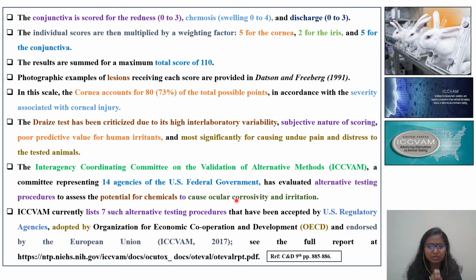Okay, what is the role, what is the purpose, how many agencies? They are saying that 14 agencies are there. What are the alternative tests suggested by this ICCVAM, which are approved by OECD guidelines, which can be used for regulatory submission? All those points, you read together.